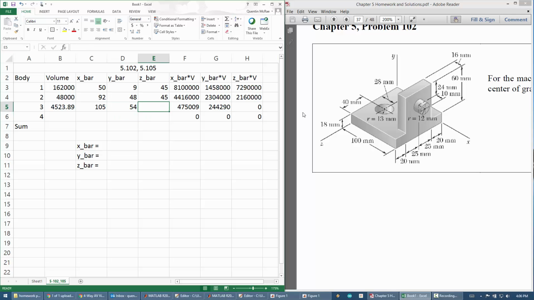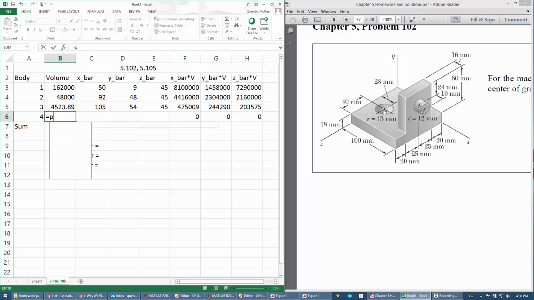Excel's right there. Okay, and lastly, z, how far along in this direction? Again, that's surprisingly convenient. It's 45. Okay, there we go. So we have it in that direction. And then lastly, this little hole right here. So what is the area?